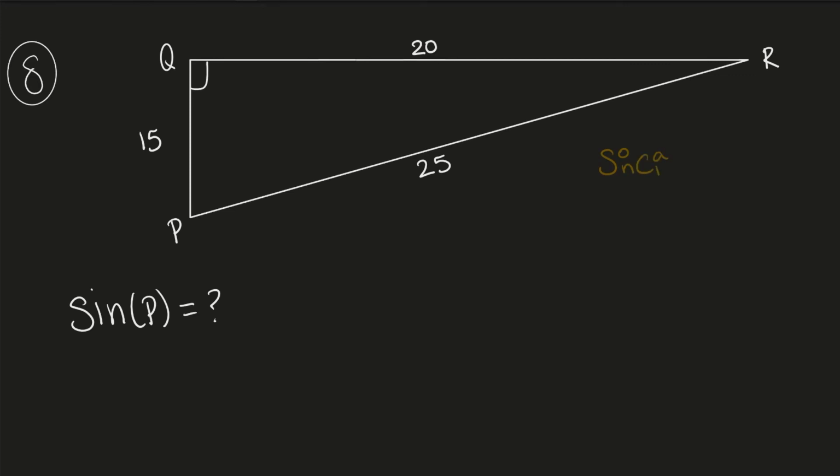Last, let's find the sine of P. Sine is opposite over hypotenuse. With theta in the bottom left, we have 20 is our opposite, 15 is our adjacent, and 25 is our hypotenuse. So the sine of P, opposite over hypotenuse, is 20 over 25. These are both divisible by 5, so the sine of P is 4 over 5.